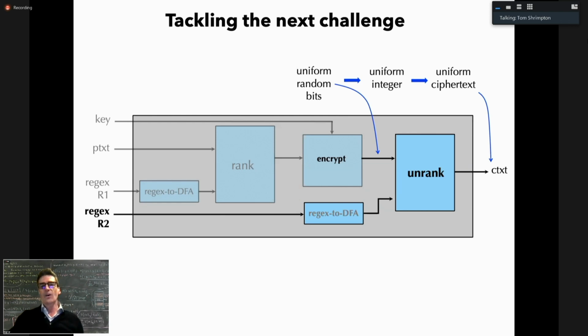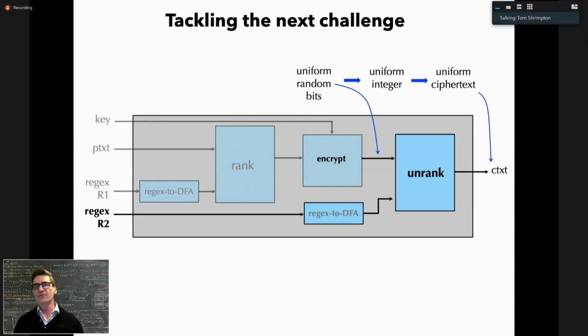Okay, good. So I do want to address one more thing, and that is, if you look at this overall construction, here, this encryption step. Imagine that you're using a good PRP, or a good integer Feistel you can show as a good PRP, or some counter mode based AE scheme. Then what you're going to get here are basically uniform random bits, which corresponds to a uniform integer in some range. Which means when you unrank, you're going to get a uniform ciphertext from that set.